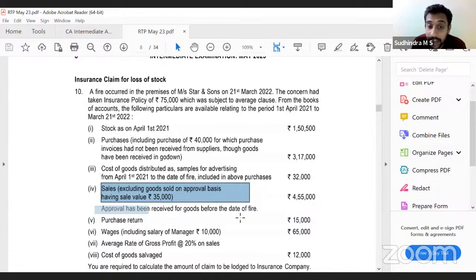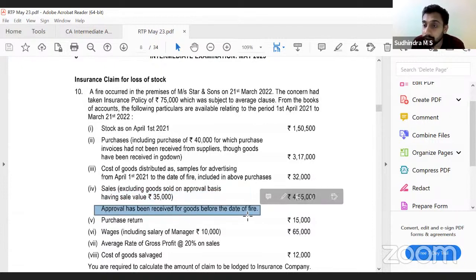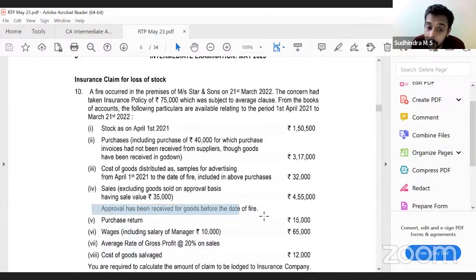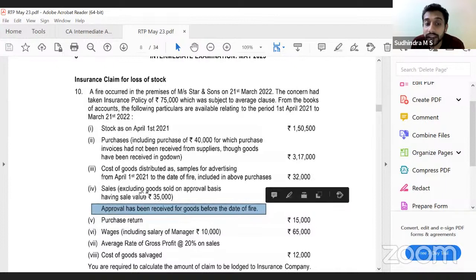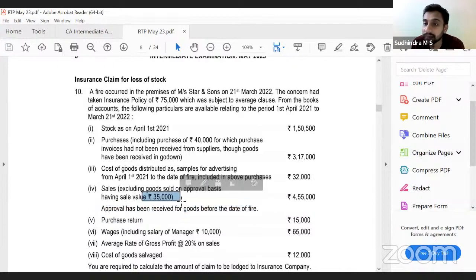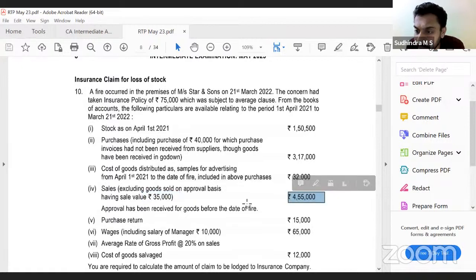But when approval has been received, what are we doing? We have to recognize it as sales. Since they have told us that approval has been received for the entire goods, the entire 35,000 is our sales. So add it to sales. Everyone understood? Yes, sir. So it's the same adjustments that we have done, but given in a different way.